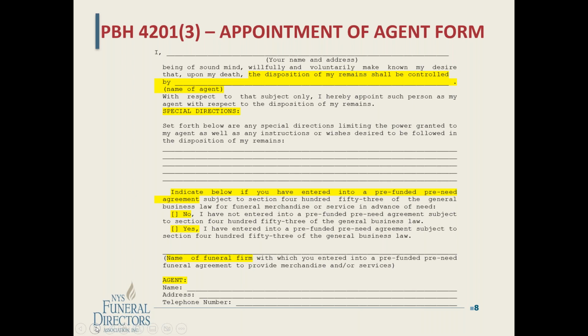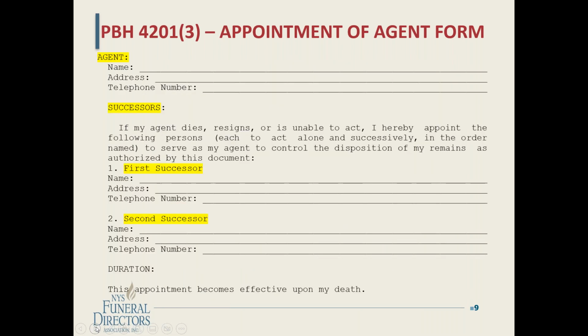Then comes the point where you can name your agent. So you have information where you can put that in there. And then obviously you are entitled to name successor agents, and the people that you're naming are named in priority order. So the first successor agent is the person you would go to if the agent themselves is unavailable, unwilling, or not competent to serve. And then you would have your second successor if you wanted to do that as well.